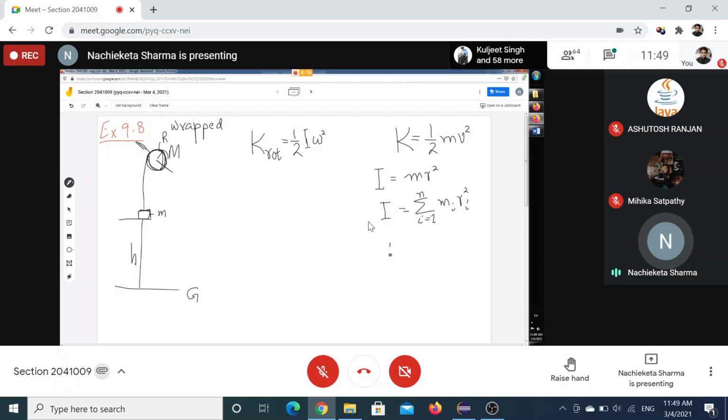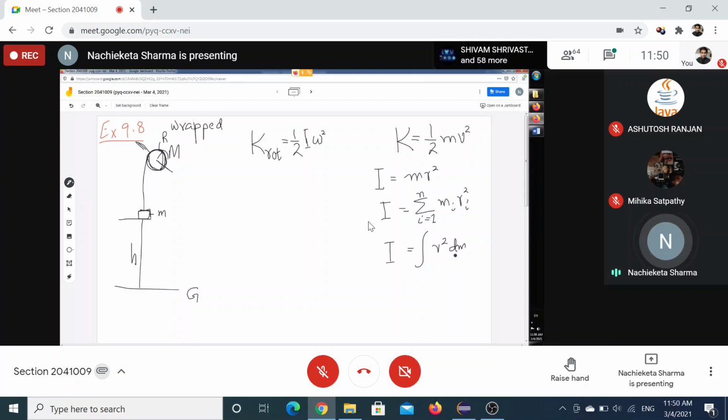If the mass is not discretely distributed but continuously distributed, then this summation sign will be replaced by an integration, and we will write the moment of inertia as the integral of r square dm. What does that mean? dm is an infinitesimal mass which is rotating around an axis and which is at a distance of r from that axis of rotation. That's why its moment of inertia I is equal to the integral of r square dm, which will give you the total moment of inertia of that body about a fixed axis.